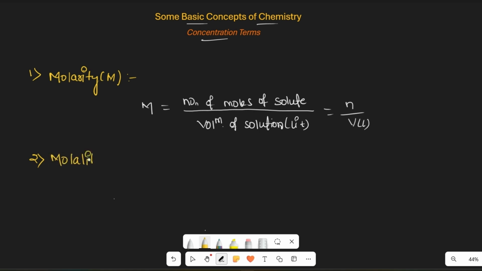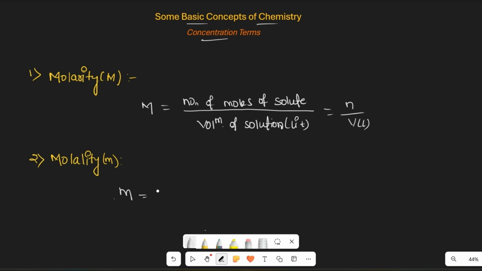Molality. Just don't get confused between these two terms. This is molarity, this is molality, fine. And here, this is the small m. And here, this is the number of moles of solute per kilogram of solvent. Here we talked about volume of solution, right? Here, it is the number of moles of solute per kilogram of solvent.